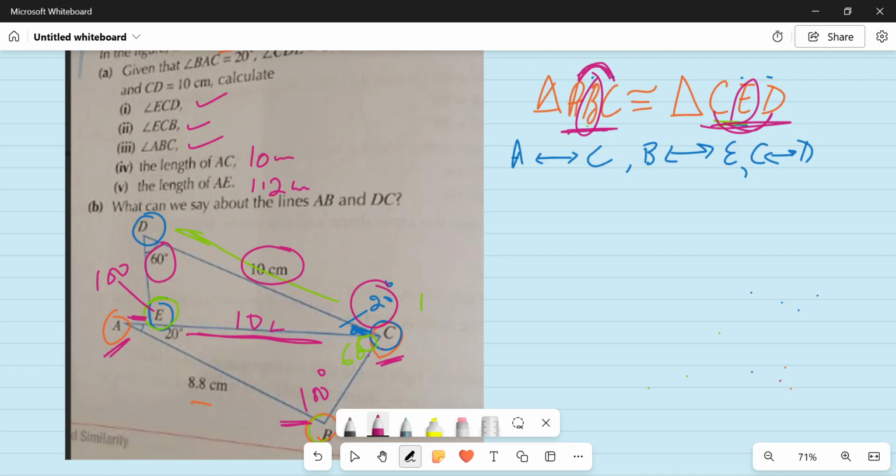Understood, students? Okay. So what can we say about the lines AB and DC? Both the lines are parallel to each other. I hope you understood about this congruence and similarity. We will do more questions in our next video.